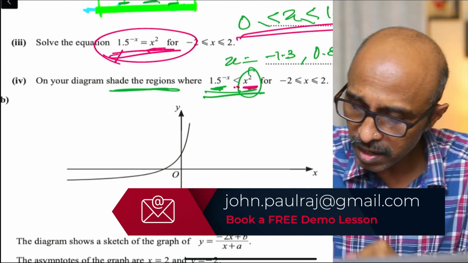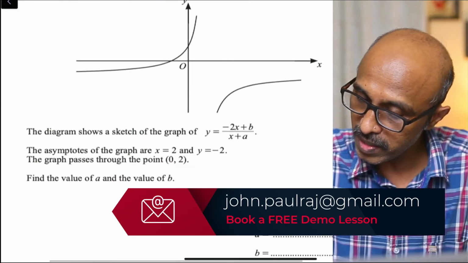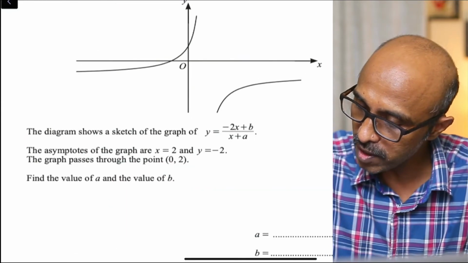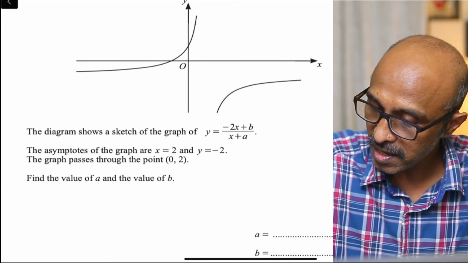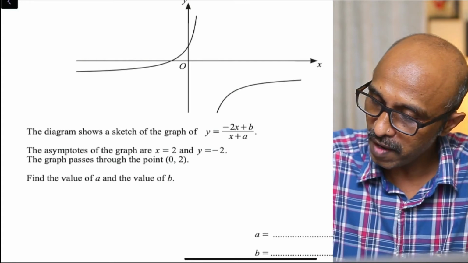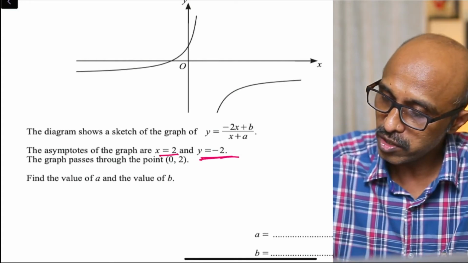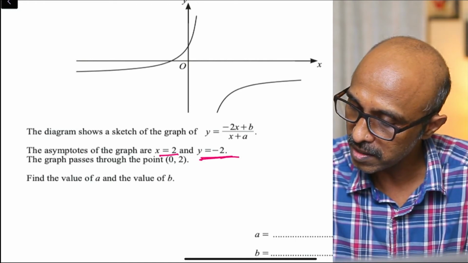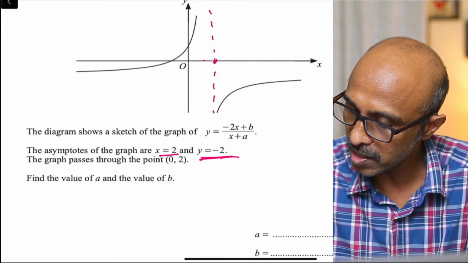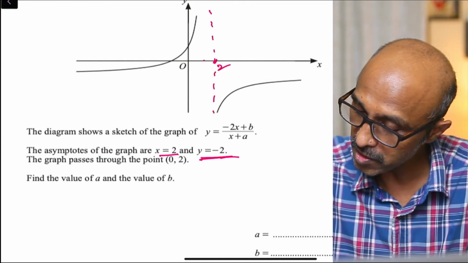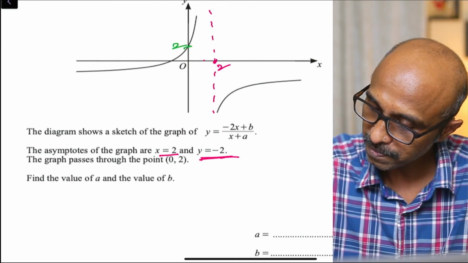Cool. The next question, part B, is also interesting, where they've said the diagram shows the sketch of a graph of y is equal to negative 2x plus b divided by x plus a. The asymptotes of the graph are x equals 2 and y is equal to negative 2. X equals 2, so you can just make a quick note of that here. So if that's 1 somewhere, that's where the line is going through. That should be x is equal to 2. The graph passes through point 0, comma 2, which is our y-intercept. So that should be 2 there.